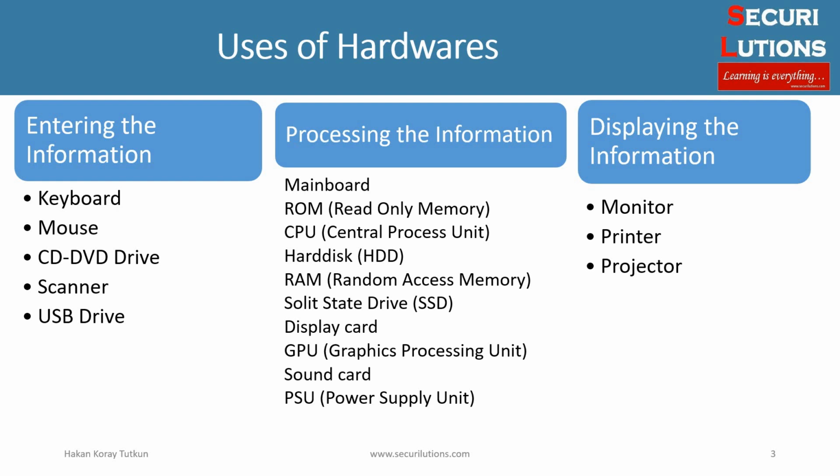This processed data is now ready to be displayed for the user to use again. 3 basic hardware is used to display the processed information. Which hardware is used for displaying information? Monitors, printers, projectors and others. As you see, computers consist of different types of hardware components.